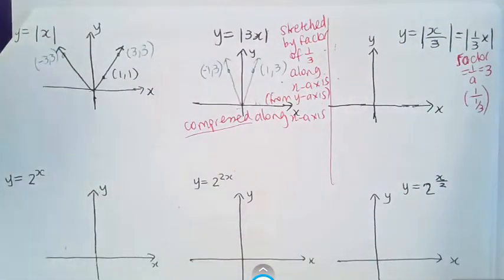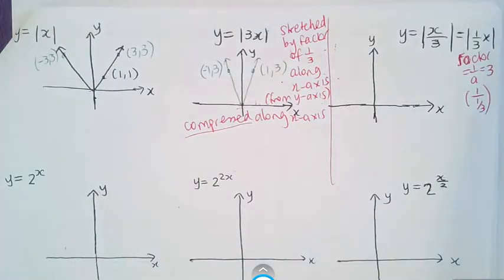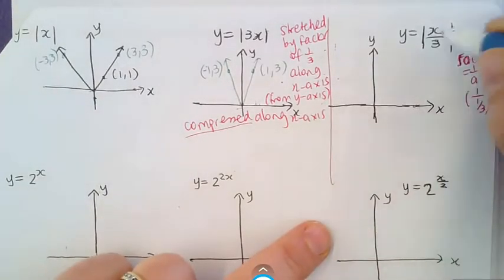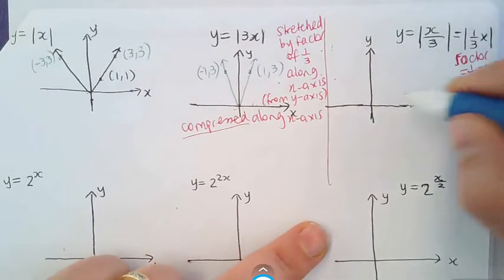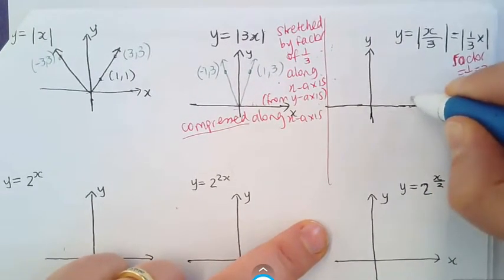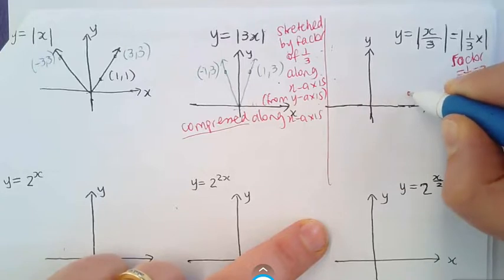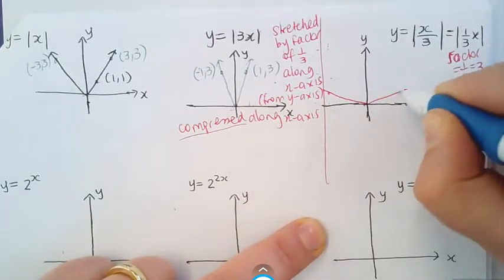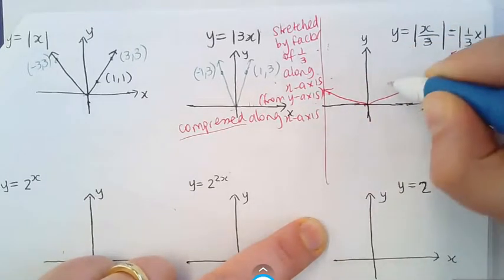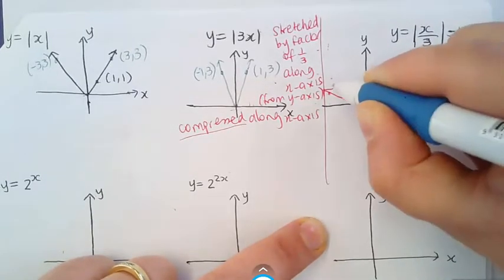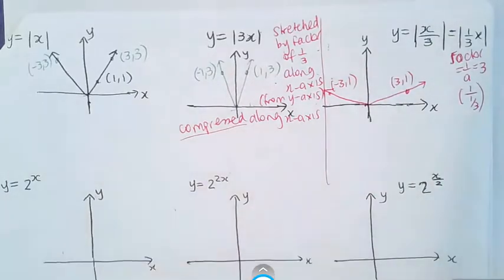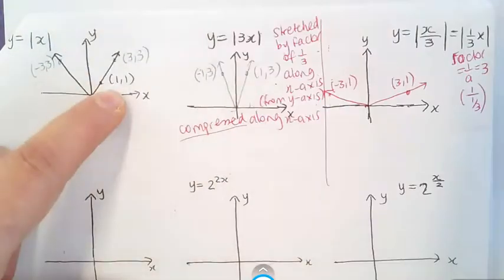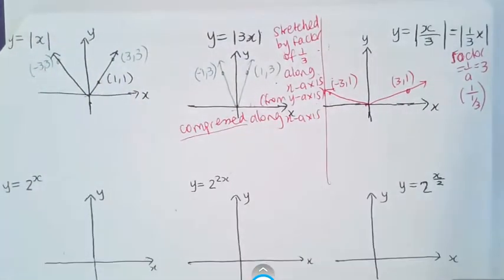All right, so let's draw it. Do not do the point when x is 1. Do when x is 3, because it comes out nice. When x is 3, what's y? Good. And -3, 1. Now let's see if this makes sense. This is the point 3, 1. That's -3, 1.